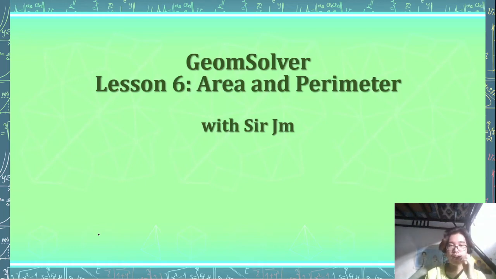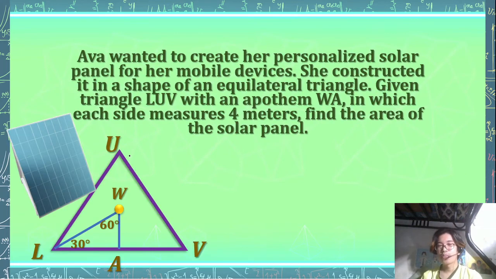For this lesson, we're going to be discussing geometry, and of course, that's going to be on the topic of area and perimeter for Module 6 for the first quarter. So, let's start with our first problem.